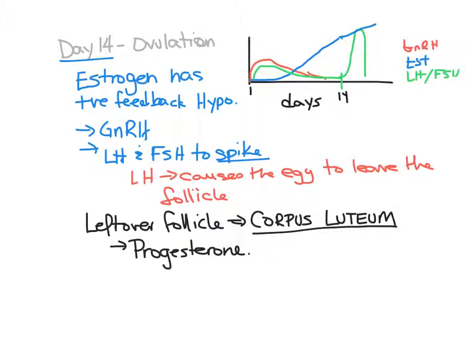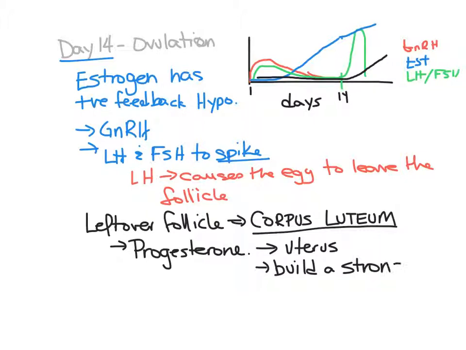So progesterone levels, I'm going to use that in black. If you're following along, there's hardly any, and then all of a sudden your progesterone levels are going to start going up. Okay, and progesterone heads off to the uterus, and it says, hey, the egg is left, we better really get going, and that helps to build a strong, thick endometrial lining.